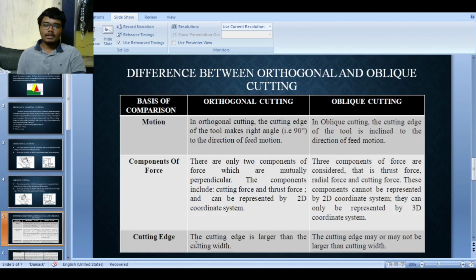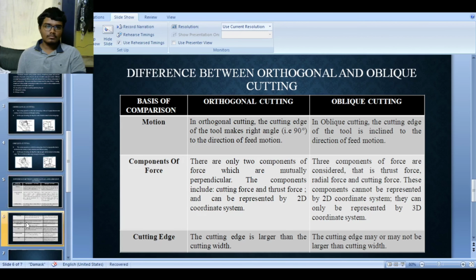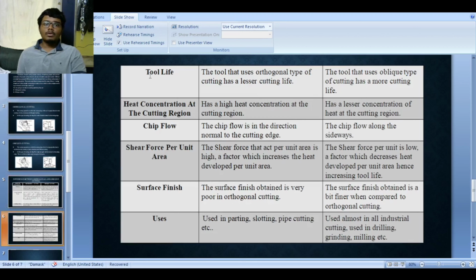Cutting edge. The cutting edge is larger than the cutting width in orthogonal cutting. In oblique cutting, the cutting edge may or may not be larger than the cutting width. Tool life. In orthogonal cutting, the tool that uses orthogonal type of cutting has a lesser cutting life. In oblique cutting, the tool that uses oblique type of cutting has more cutting life. I'll explain this a bit later. Heat concentration. I'll also explain this a bit later.